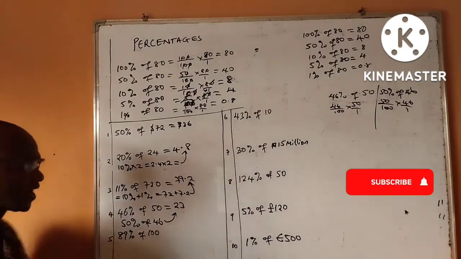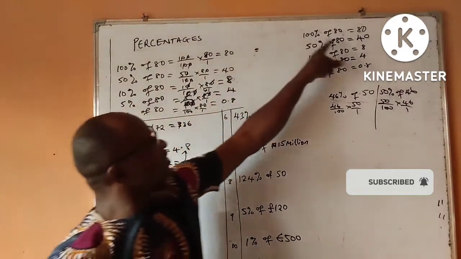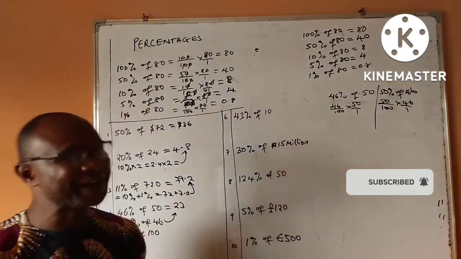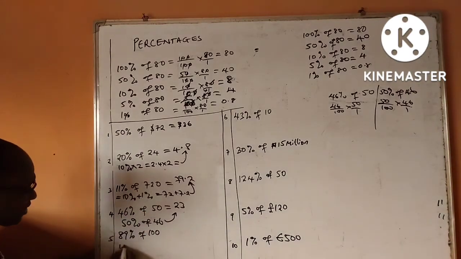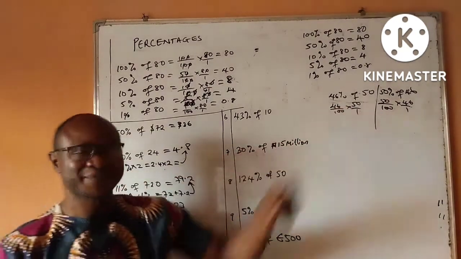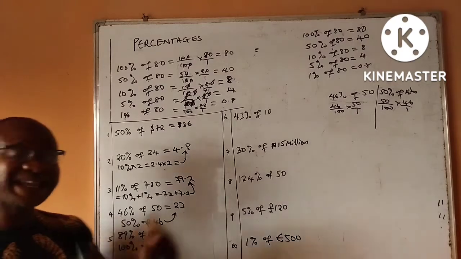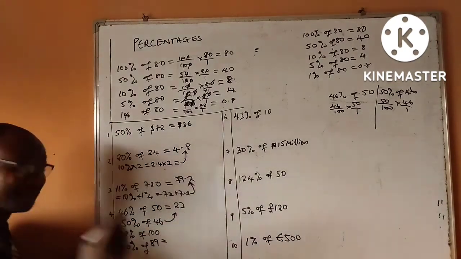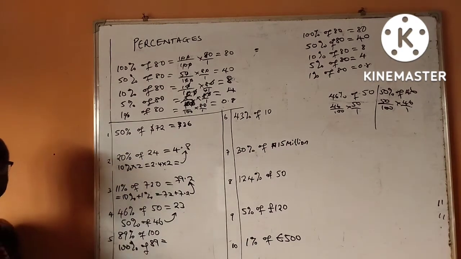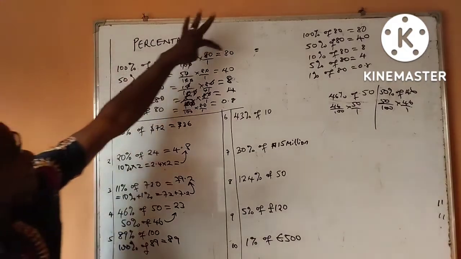Let us look at number 5. 89% of 100. But remember we said 100% of any number is just that number. Don't you think we can switch it to become 100% of 89, like I have proved? That 89% of 100 is the same thing as 100% of 89. And that means my answer is going to be what? 89, because we say that 100% of 89 is 89.